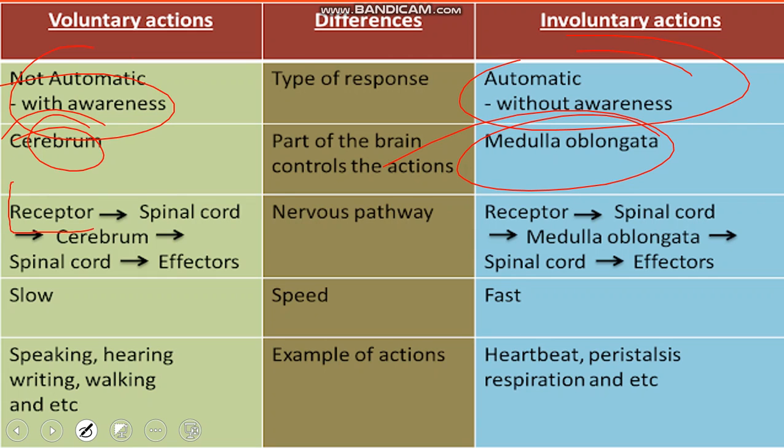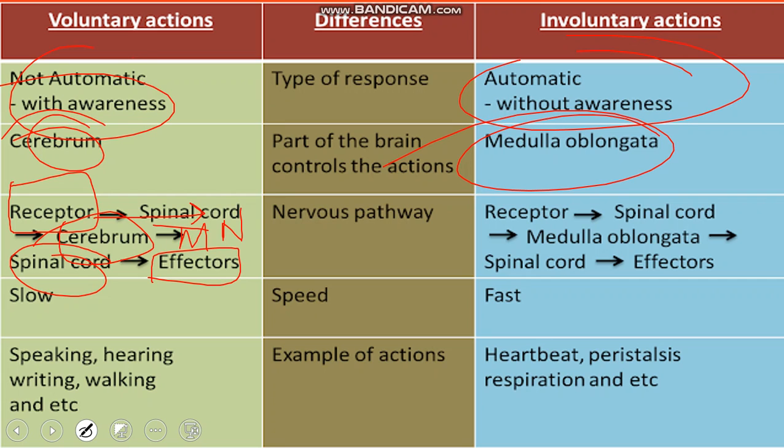They are passed from the receptor, the cell that receives stimulus, to the spinal cord. The spinal cord is present in your back. Then it goes to the brain, where the part of the brain, cerebrum, is a part of the brain. Then it goes again to bring back the message from the brain to the spinal cord through the motor neuron. And then it goes to the effector. Effectors are the cells or the muscles that give the output.